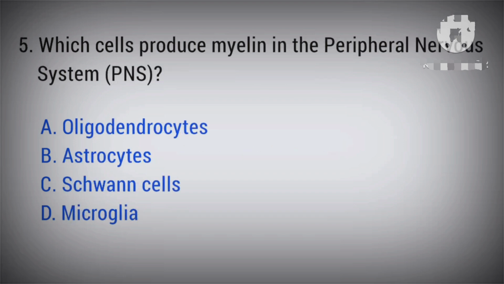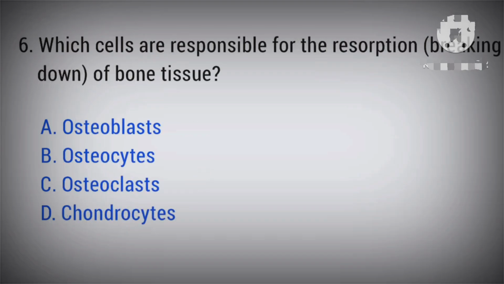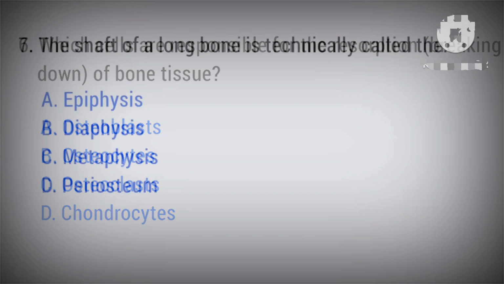Question 5. Which cells produce myelin in the peripheral nervous system, PNS? The right answer is option C, Schwann cells. Question 6. Which cells are responsible for the resorption, breaking down, of bone tissue? The right answer is option C, osteoclasts.